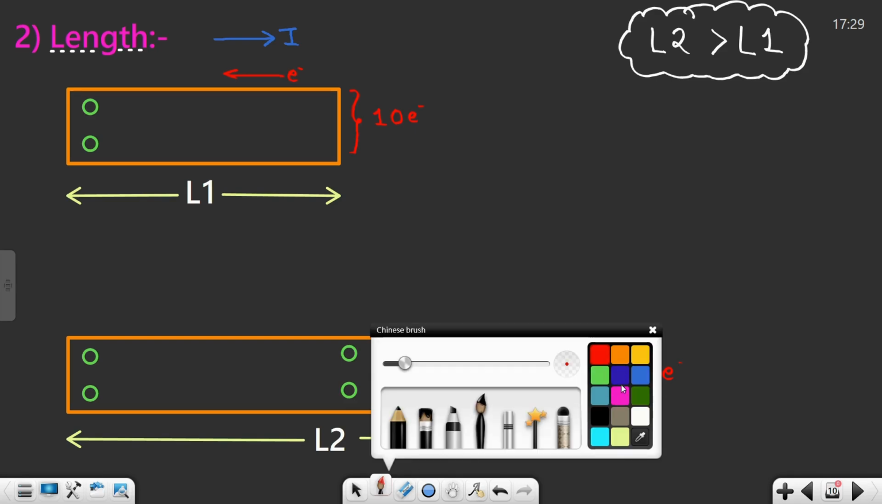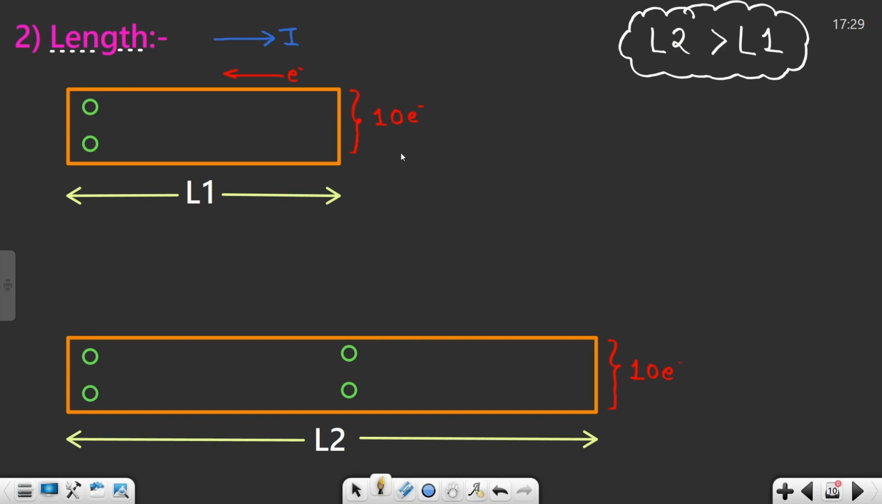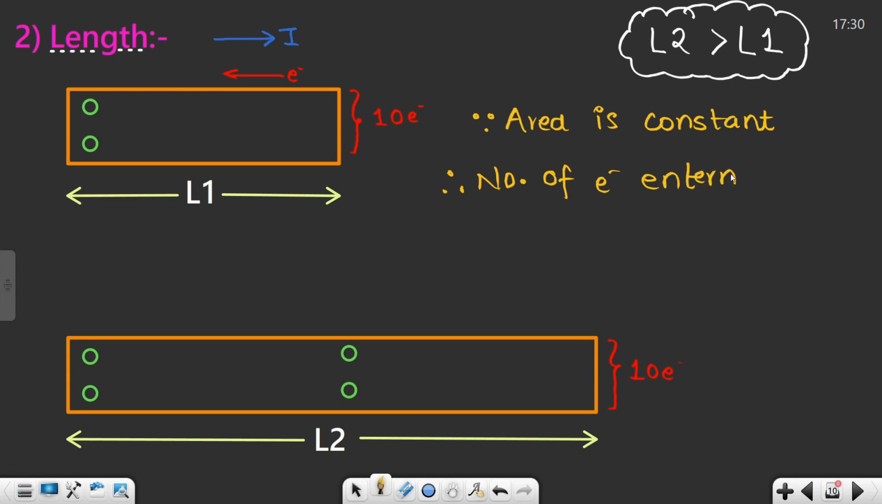So let me just write that particular point. Okay, since area is constant, therefore the number of electrons entering, or incoming electrons, will also remain constant. Hope this particular part is crystal clear.